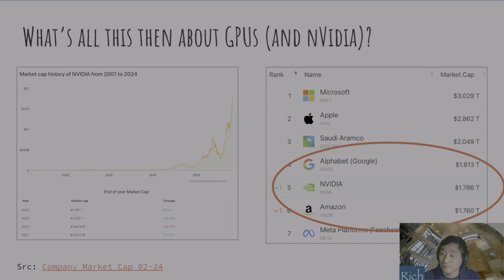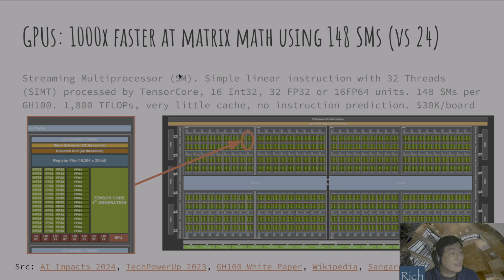Now, if you want to look at the difference, GPUs are in essence 1,000 times faster doing matrix math than the equivalent regular processor. 1,000 times. That means if you had a job that would take 1 day with a GPU, it would take 1,000 days, 3 years with a CPU. And that's why there's so much focus on it.